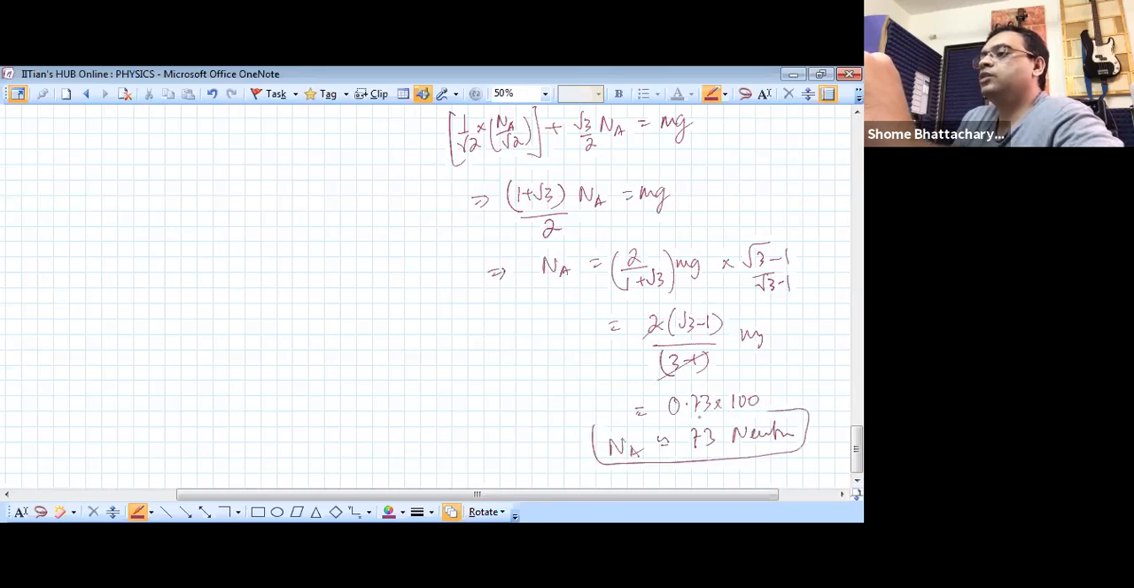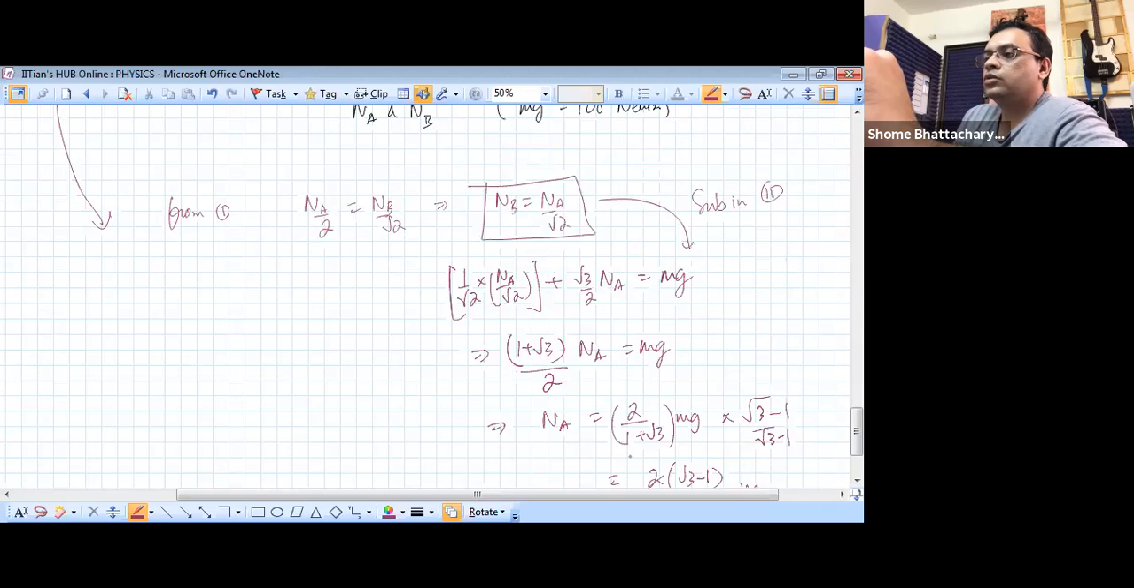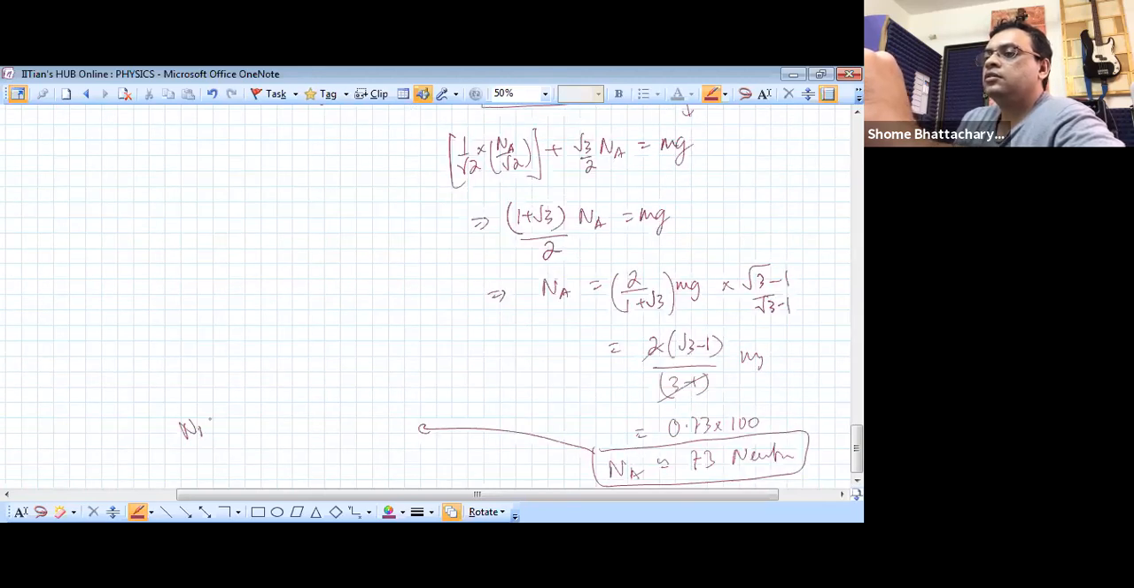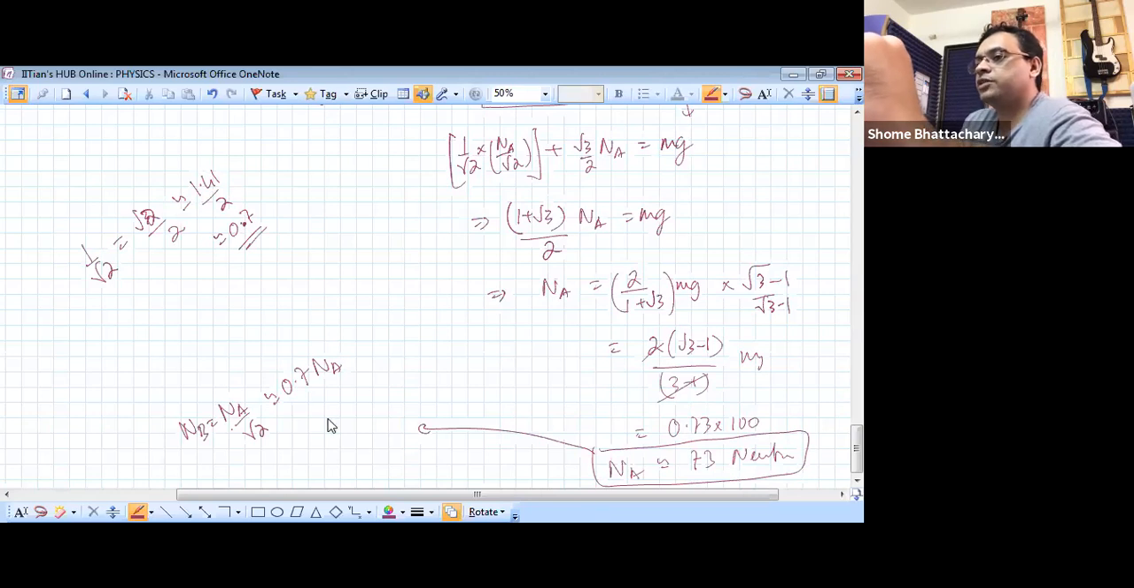This NA has come. And now what will I do? Directly what will I substitute for NB? NB here should be NA by root 2. So NB should be equal to NA by root 2, which is approximately 0.7 times NA. So always we take 1 by root 2, but let's solve strictly. That is root 2 by 2, which is approximately 1.41 by 2. So approximately 0.7, if we round up to first place of decimal. So 0.7 times NA. So that will become 0.7 into 73. So that was 51.1.